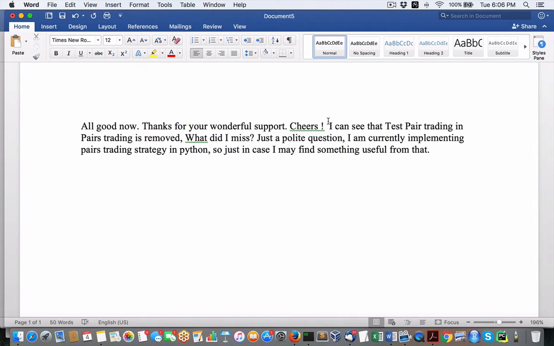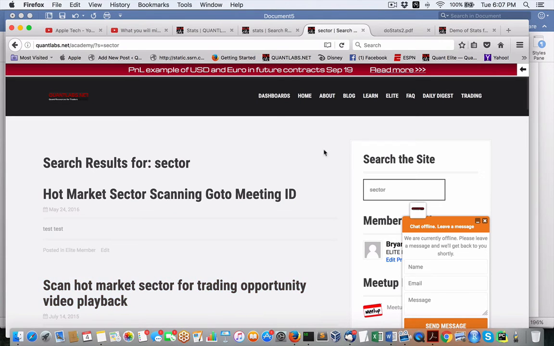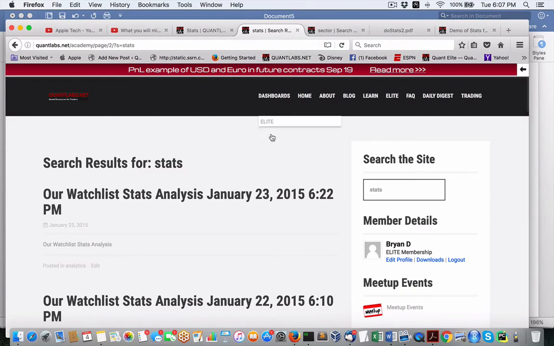Here's what he asked. I see that the test pair trading in pairs trading is removed. What did I miss? Just a polite question. I'm currently implementing a pairs trading strategy in Python. So in case I might find something useful from that, I'm going to give you something even better than that. What I'm going to give you are some really good hints.